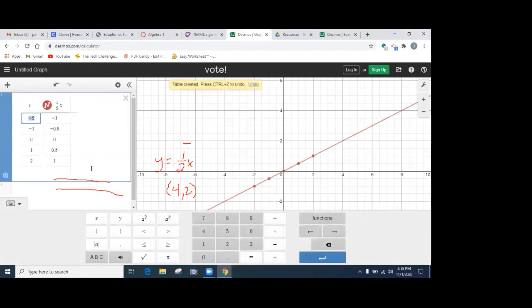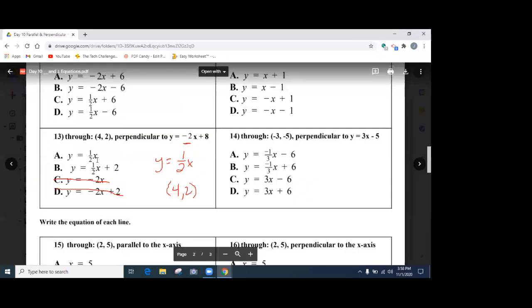And then we're going to take a look at this, and we're looking at 4. So 4, 2. So 4 and 4, 2. All right, that matches. So this is my answer. So 4, 2 would just be A. All right, and our last hard one.